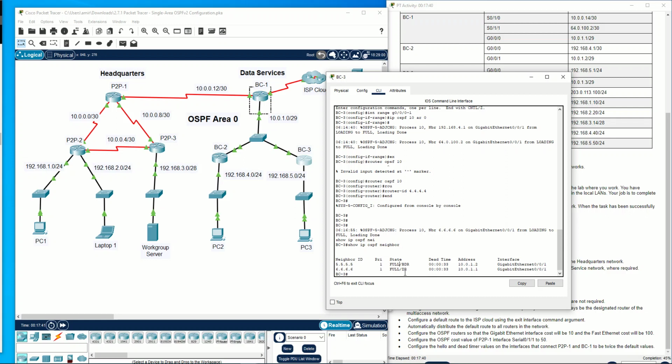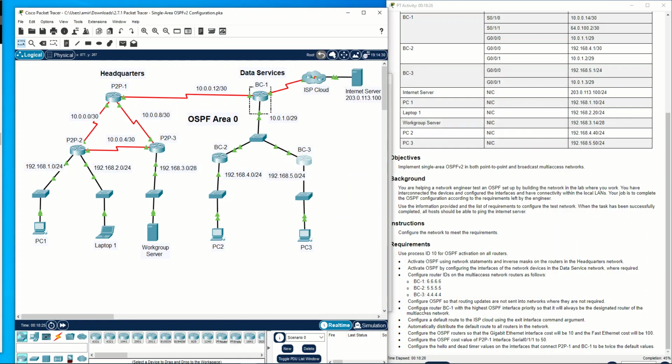And why has BC1 been chosen and elected as DR? Because it has the highest process ID, and in this situation it has been elected as DR, as you know. And what is DR? DR is the router in the network that works like a leader. All of the routers should send routing table and routing database and all of the information to BC1, and BC1 sends to other routers, and it's a responsibility for that.